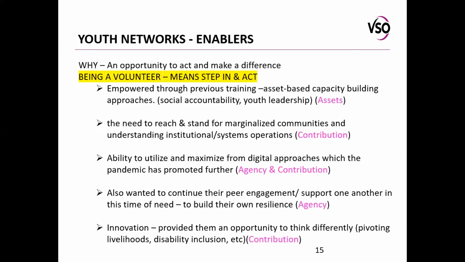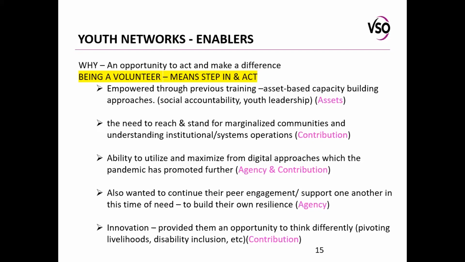The need to reach and stand for marginalized communities was very strong, and they understood how institutional systemic operations were limited in some cases. So they were very quick to make sure that their communities, who were left out in one way or the other, were reached through the government responses or other responses.